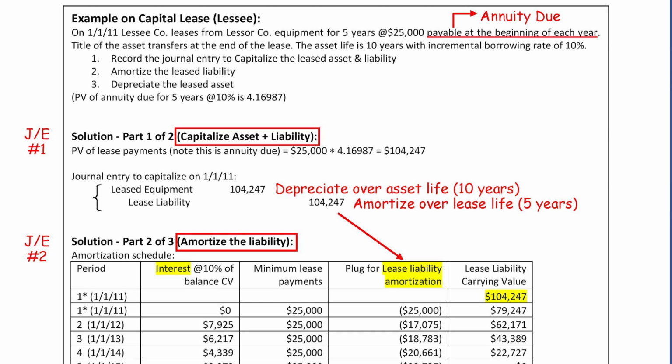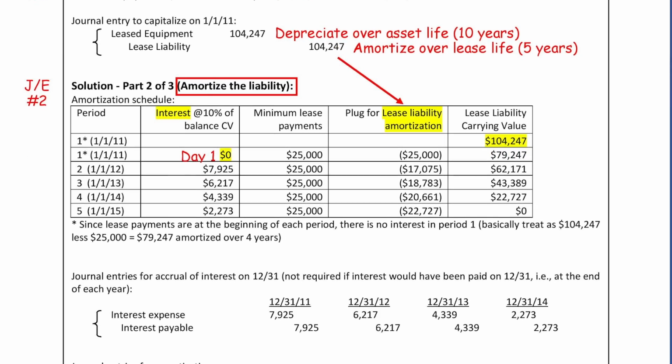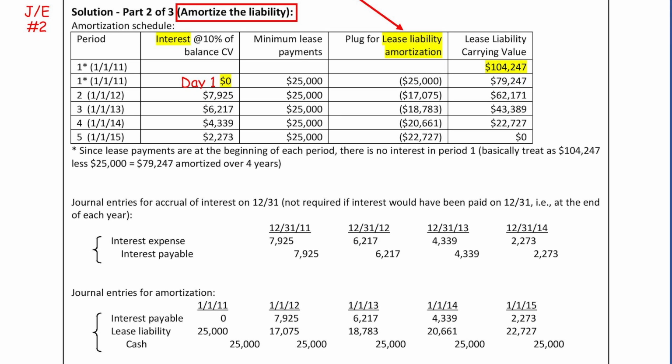Next row, looking at the interest column, we have $0, highlight $0 and write there day 1, because the lease payments are made at the beginning of each period. So you are having a $0 interest on day 1. And then we have interest amounts of 7,925, 6,217, 4,339 and 2,273.